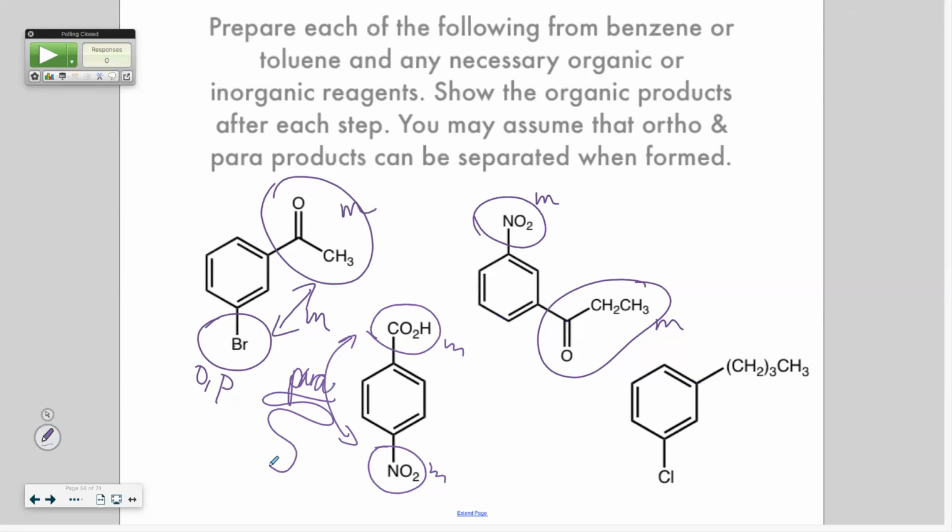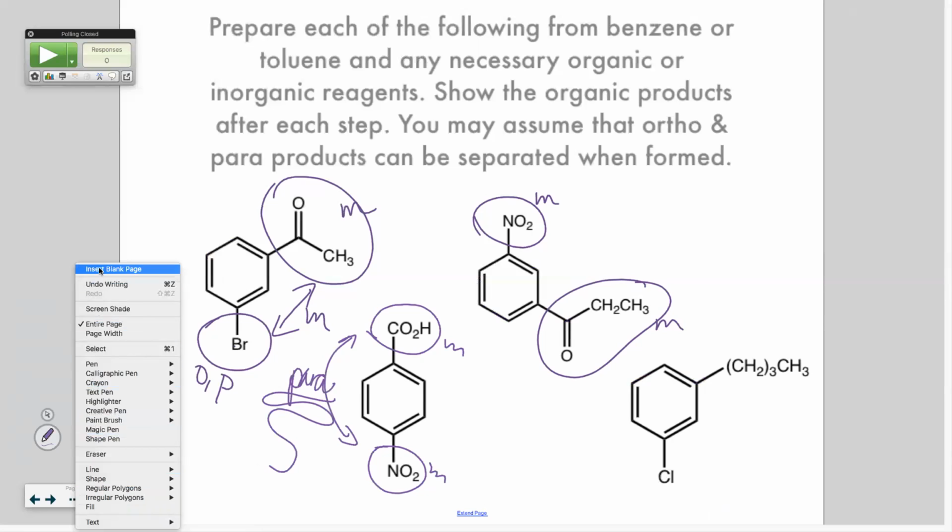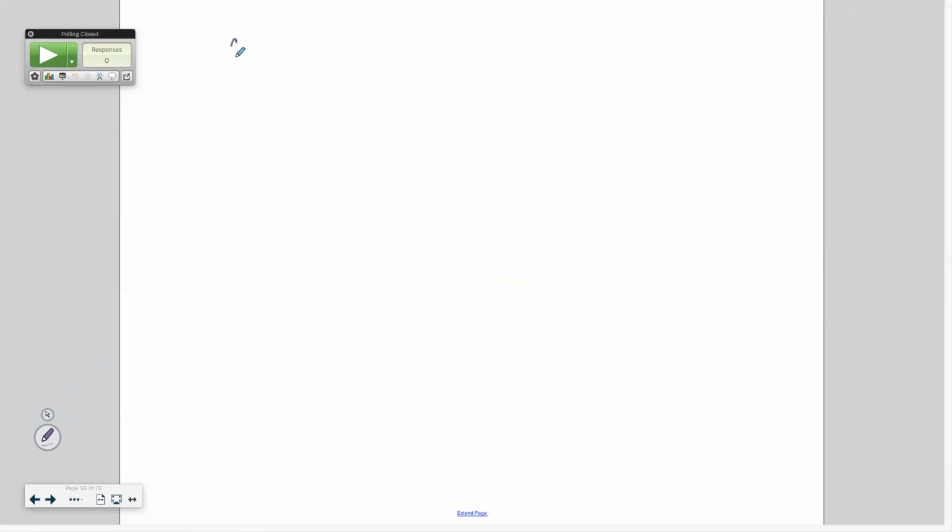So how are you going to get 2 meta directors paired to each other? You already know how to do it. You may have an idea. Did you not work on it? Oh, what did you say, Stacy? CH3 is an OP director, so you start with toluene. So if you start with toluene, and then what are you going to do? Okay, so how do you do that? What are the reagents? Help her out.